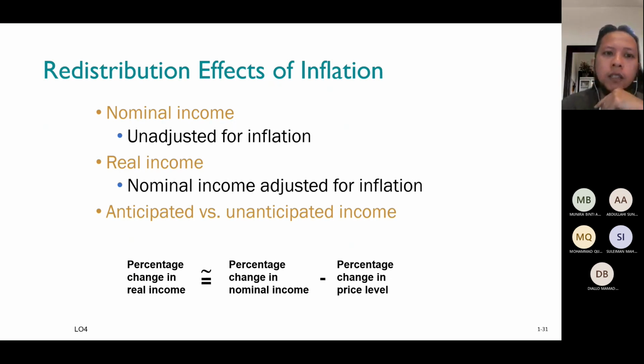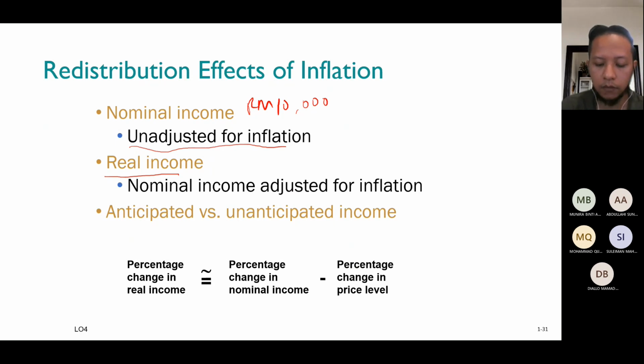So usually when inflation happens, we have our wages, our income. For example, if we have a wage of RM10,000, we have an income of 10,000. When inflation happens, there are no adjustments, so we still get 10,000. However, our real income, in terms of our spending power, is reduced because of the inflation.